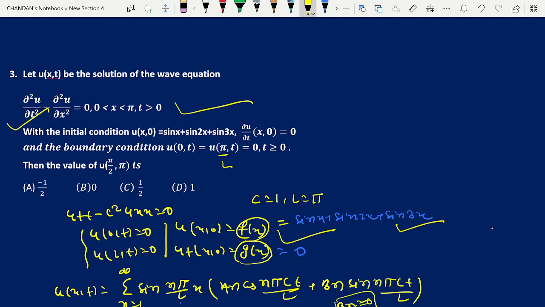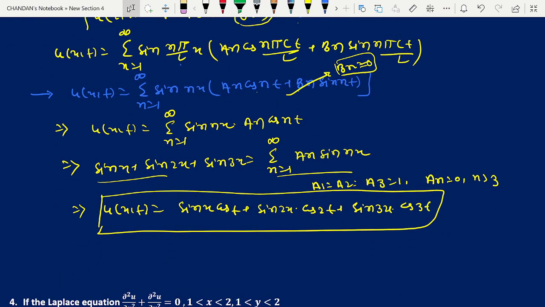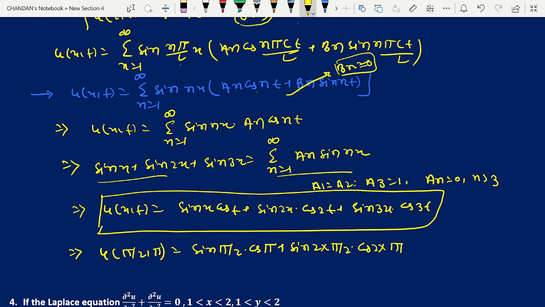So what they had asked is to find the value of u(pi/2, pi). Now substitute, then we get u(pi/2, pi) equal to sin(pi/2) cos(pi) plus sin(2 times pi/2) cos(2 pi) plus sin(3 times pi/2) cos(3 pi). Then sin(pi/2) is 1 and cos(pi) is minus 1.